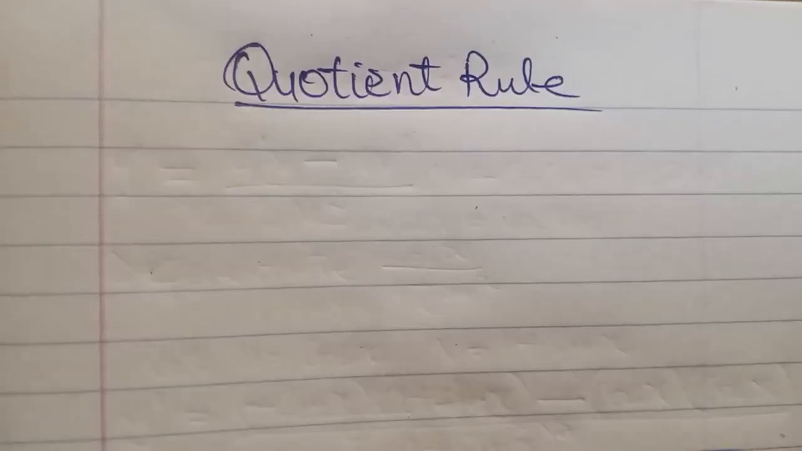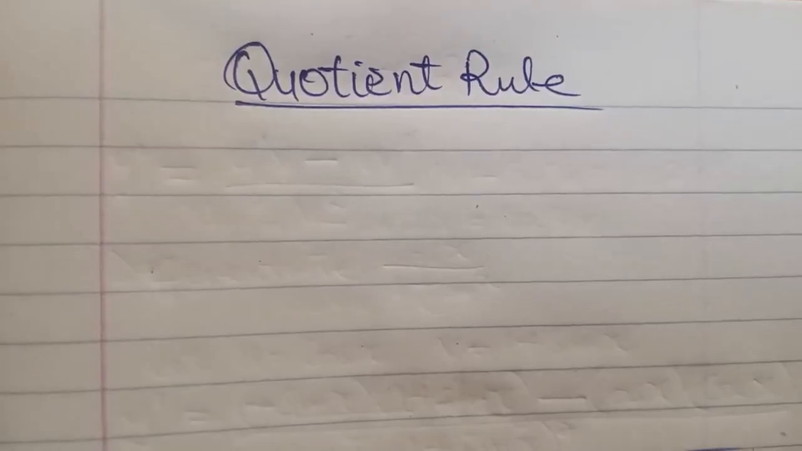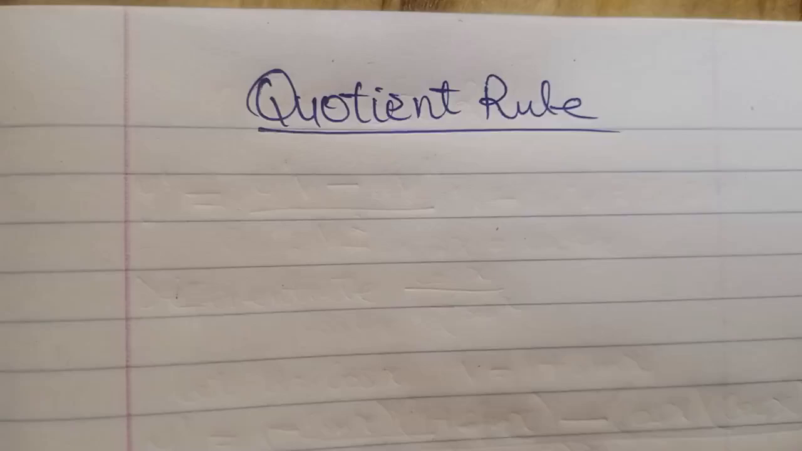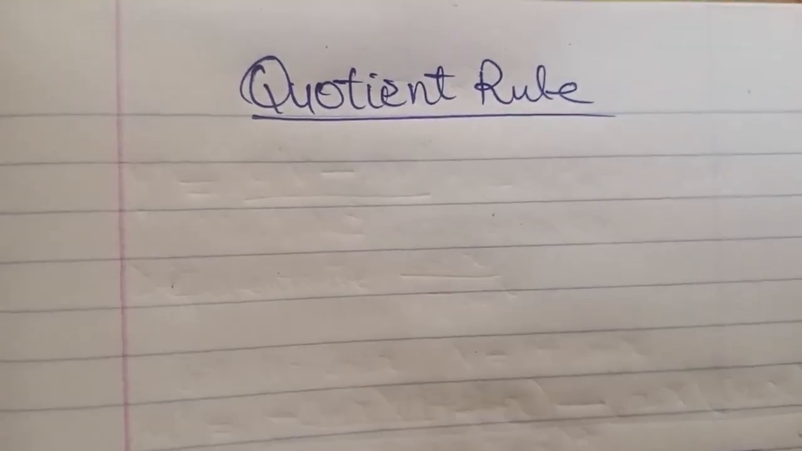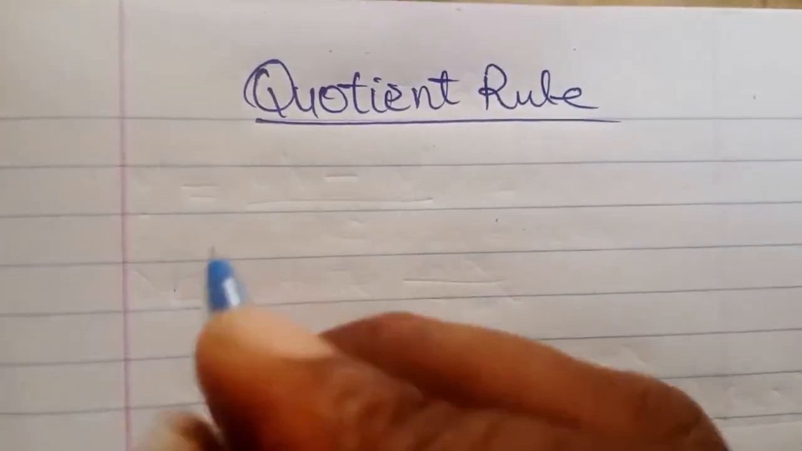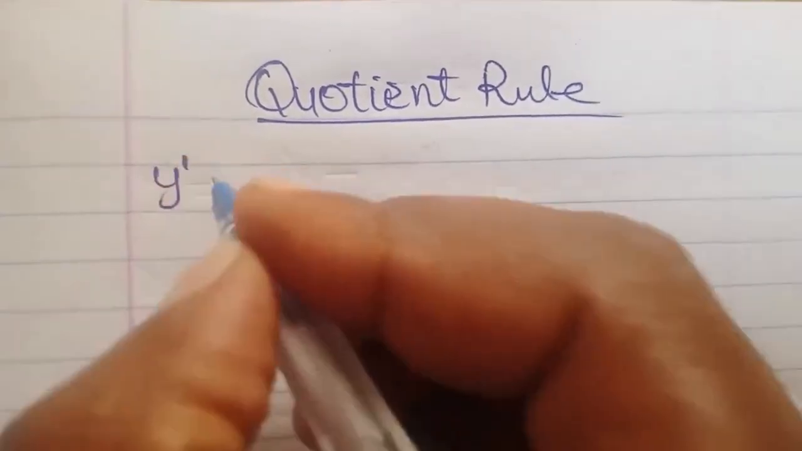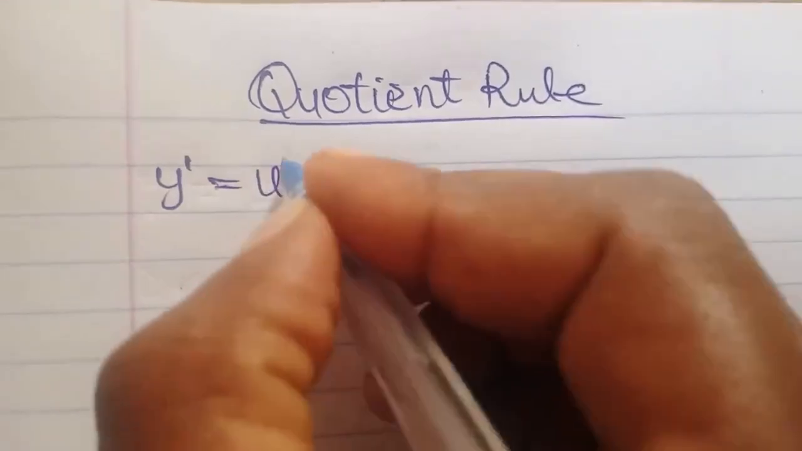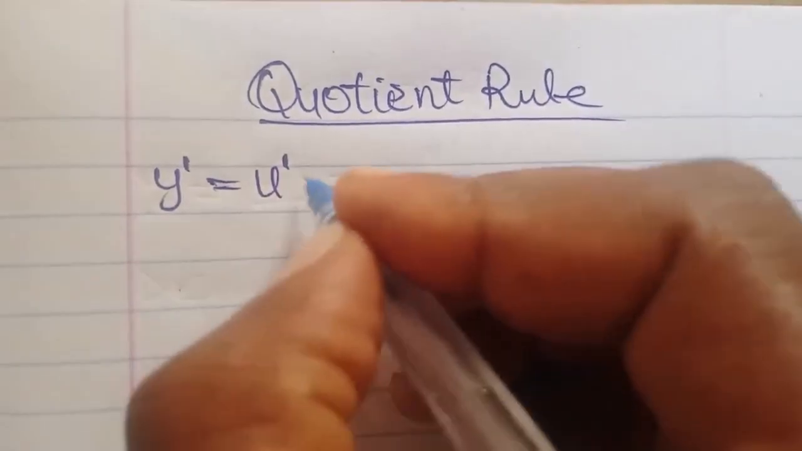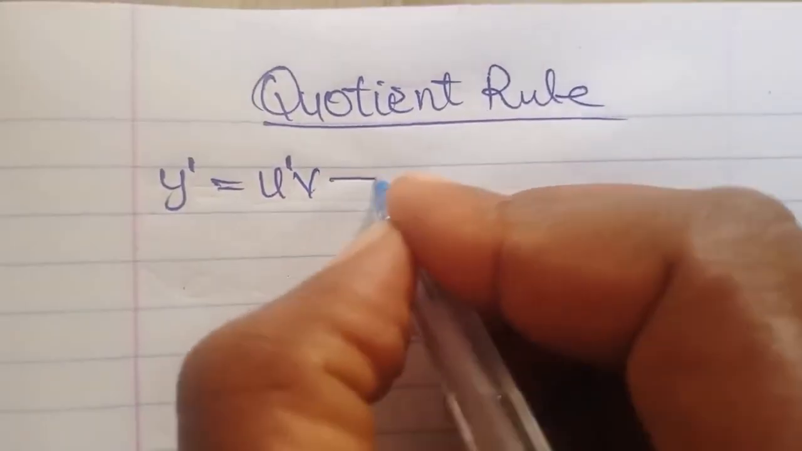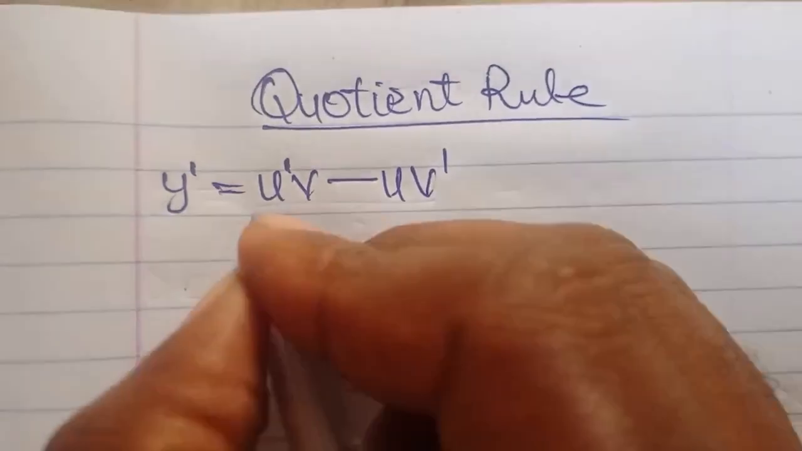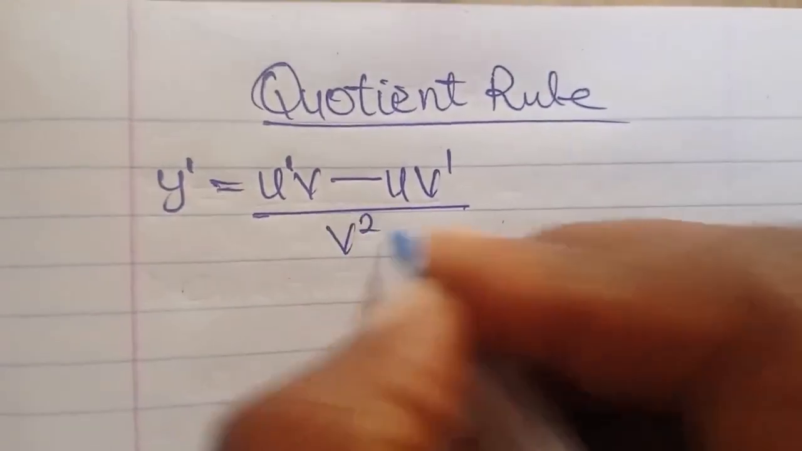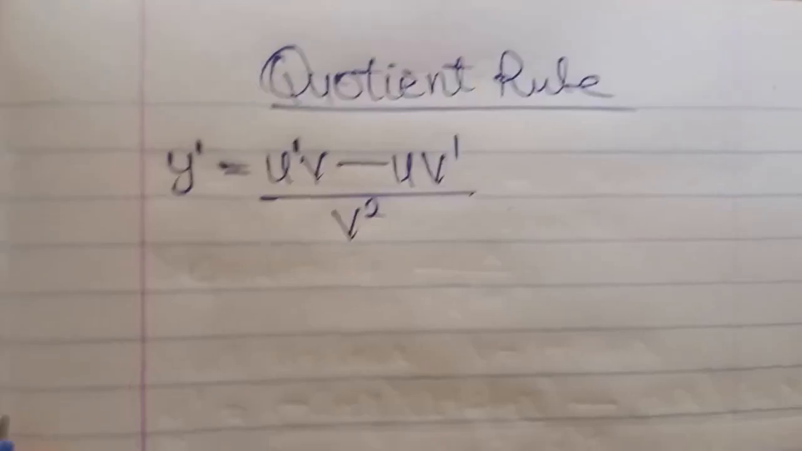In this video, we want to look at the quotient rule of differentiation. For convenience, the way to represent the quotient rule is that dy/dx is equal to differentiate u, keep v constant, minus keep u constant, differentiate v, all over v squared. Now, what are the implications of this?